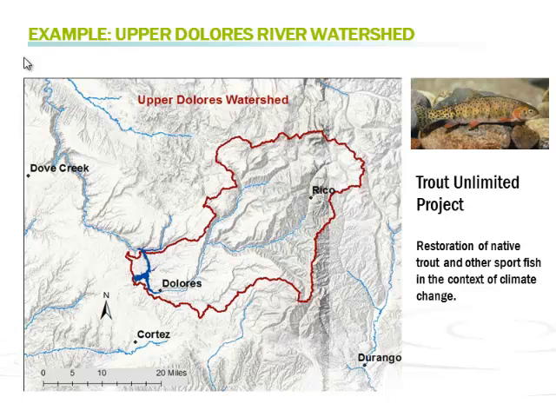So the key thrust of the project is Trout Unlimited is very interested in obviously maintaining, conserving and restoring trout populations, in particular the native Colorado cutthroat trout in the Upper Dolores watershed, as well as other sport fish of interest to Trout Unlimited. And they want to do this in the context of climate change. So common dilemma, we have limited time and resources for restoration and conservation. How do we set up priorities?